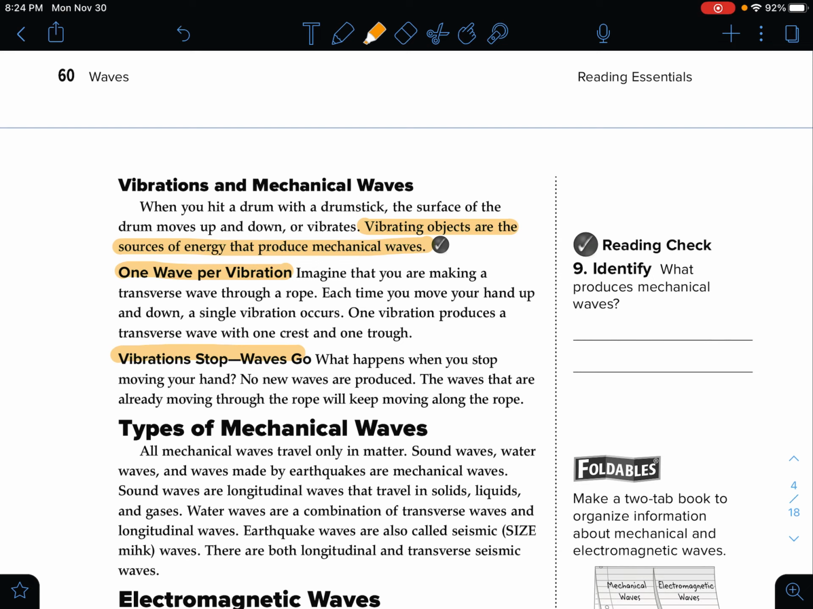So what happens when you stop moving your hand? No new waves are produced. The waves that are already moving through the rope will continue moving through the rope. Okay, so if you stop with the slinky, that energy that you created from creating that wave will carry down the slinky, but it will eventually stop. Okay. All right, so it just won't keep going back and forth, back and forth. You've got to keep adding energy to it.